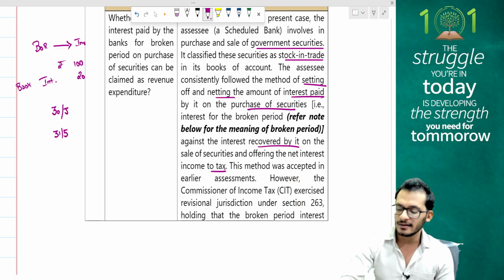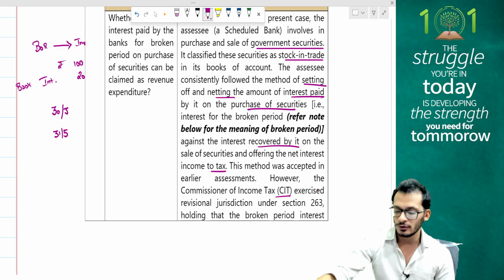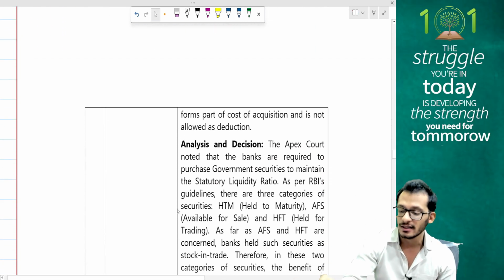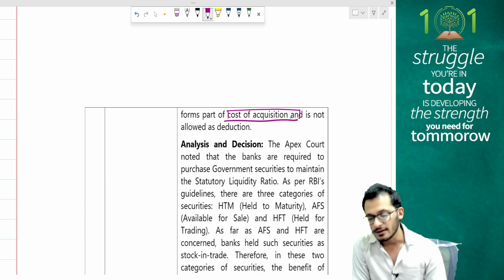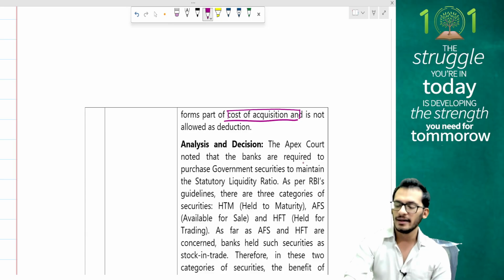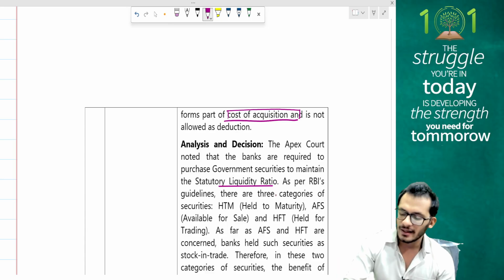The method was accepted in the earlier assessments. However, the CIT at a later stage exercised the revisional authority under section 263 and held that the broken period interest should form part of the cost of acquisition and cannot be allowed as a deduction. The Apex Court noted that the bank is required to purchase government securities and maintain the statutory liquidity ratio as per RBI guidelines. There are three categories.